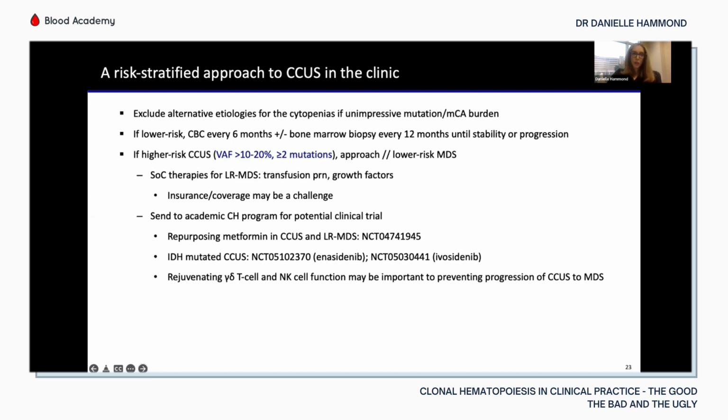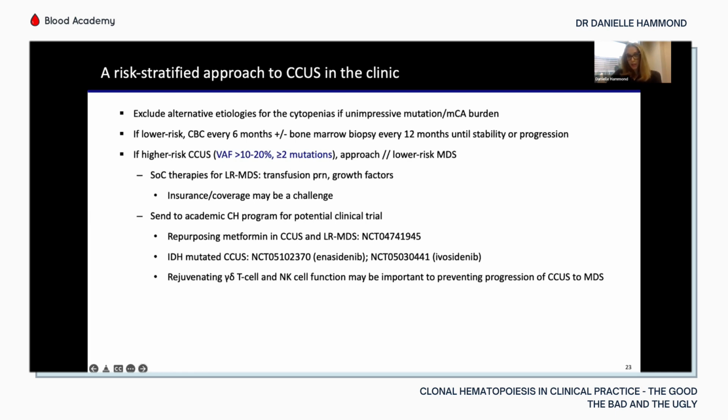And so if they're lower risk CCUS, I'll ask that they return for a CBC at least every 6 months, possibly perform a repeat bone marrow biopsy in 12 months, or at least on annual intervals until there's clinical progression or stability. If they're higher risk CCUS, so a VAF above 10 to 20%, multiple recurrent somatic mutations, again, I follow them as if they have lower risk MDS in my clinic.